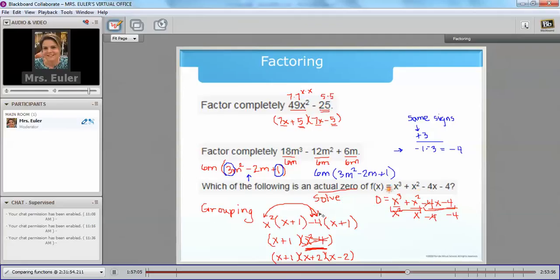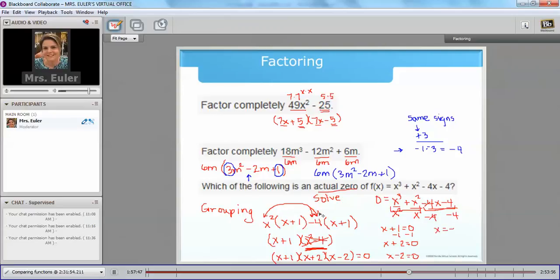Now, we have to make sure we answer the question. The question said, which of the following is the actual 0? Once we have factored it, remember it was all equal to 0. And so we're going to finish by setting this equal to 0. And the way that we solve is by setting each factor equal to 0. So x plus 1 equals 0. X plus 2 equals 0. And x minus 2 equals 0. Solve each of those simple equations.